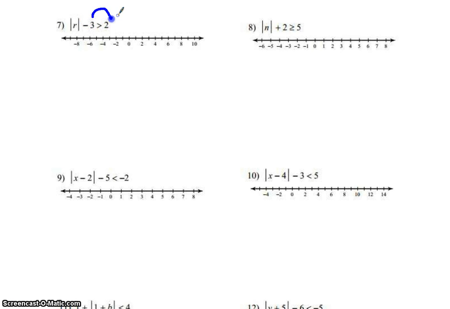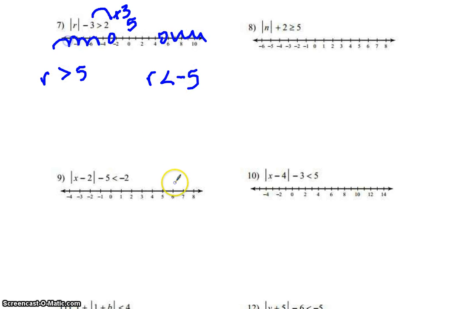Looking at number 7, you're going to start by adding the 3, and so this is really going to be 5. So you have r is greater than 5, and you have r is less than negative 5. This is going to be an open circle at negative 5 and positive 5. At the positive 5, you go right. At the negative 5, you go left.